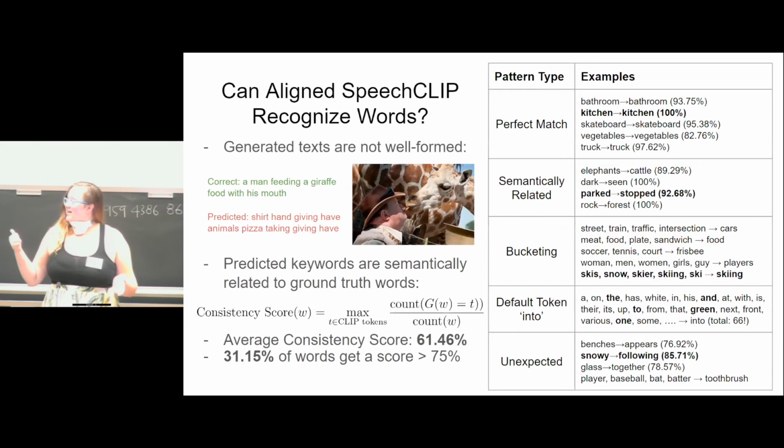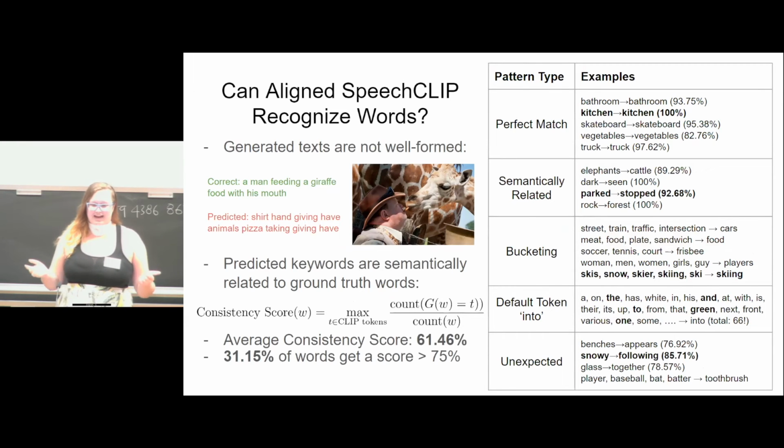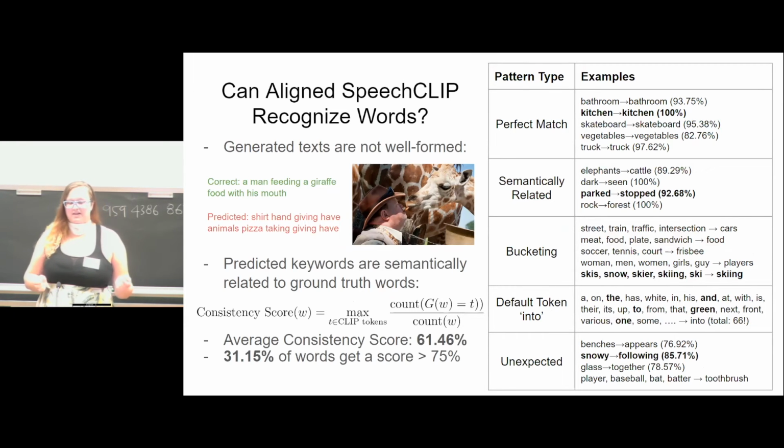So, can align speech clip recognize words? Well, short answer is no. The generated texts that are produced by this model are not well formed. So for example, for the ground truth caption, a man feeding a giraffe food with his mouth, our model is predicting the caption, shirt hand giving, have animals, pizza taking, giving, have, which is not a meaningful output, right?